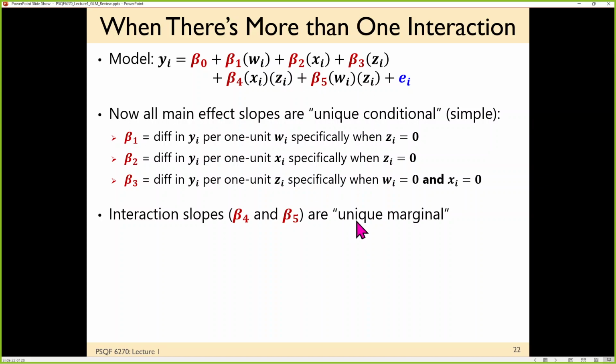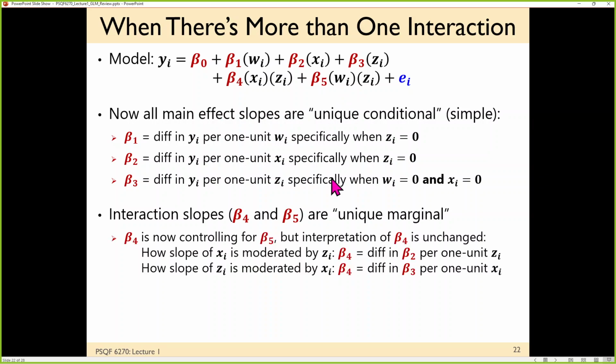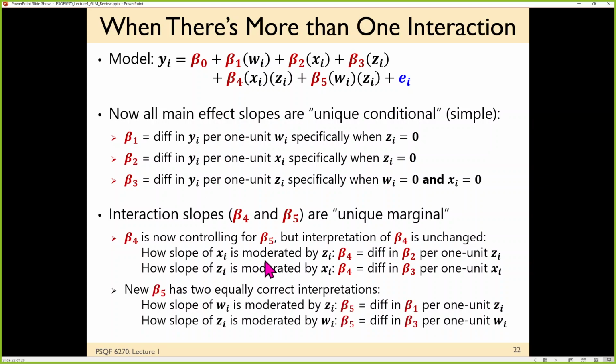The interactions are still marginal because there's nothing that has both of them in another term. So beta 4 is unchanged. It's controlling for beta 5. Beta 5 has two equally correct interpretations. It's how z makes the slope of w more or less positive or negative, or how w makes the slope of z more or less positive or negative. Either way.